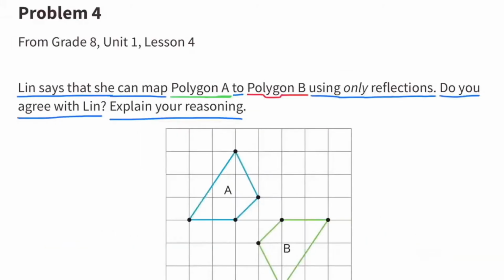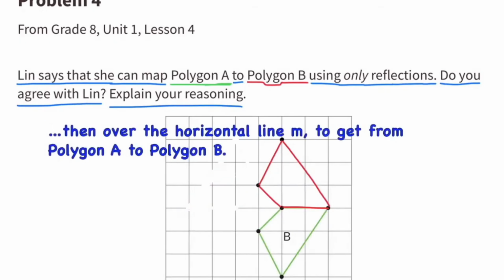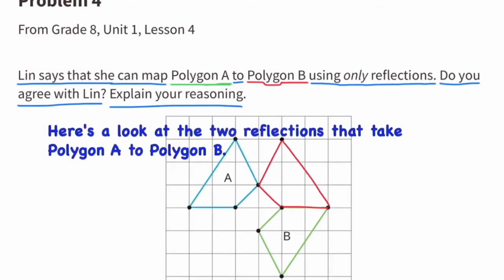Number 4. Lynn says that she can map polygon A to polygon B using only reflections. Do you agree with Lynn? Explain your reasoning. I agree. Polygon A can be reflected over the vertical line L, then over the horizontal line M to get from polygon A to polygon B. Here's a look at the 2 reflections that take polygon A to polygon B.